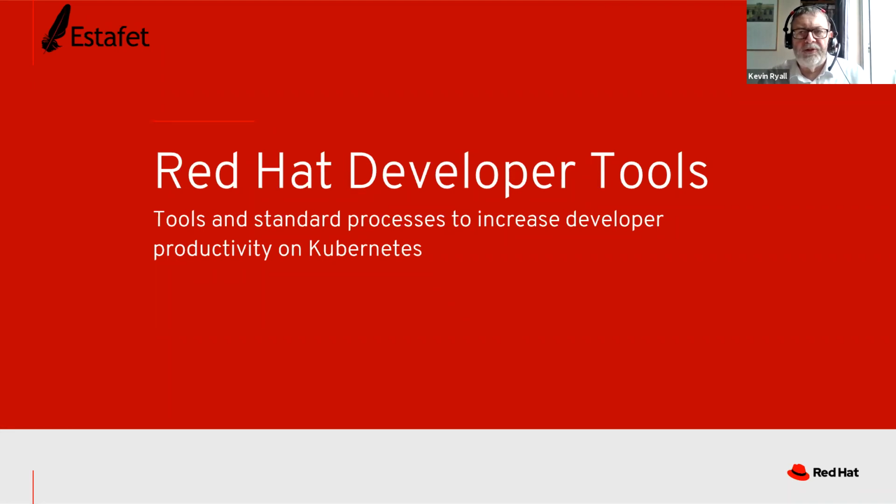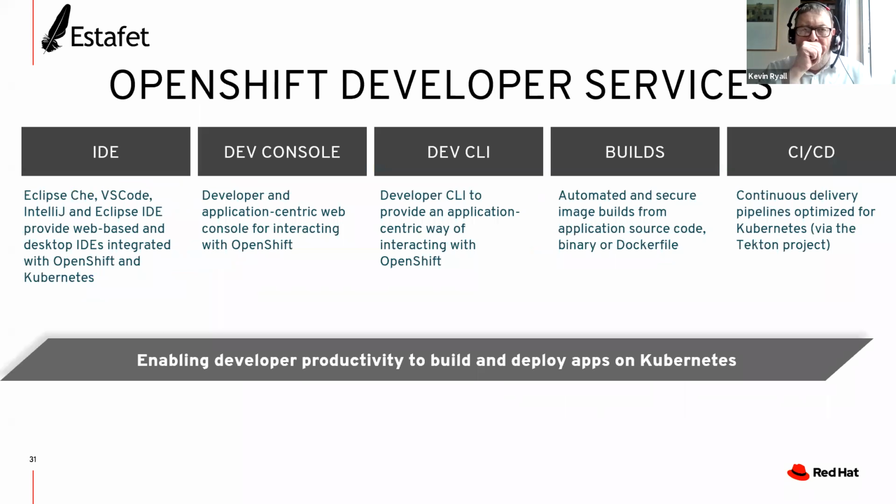Moving on to the development side of things, the developer tools themselves. This is what we'll be looking at also during the labs. So the developer services that OpenShift provides, we'll talk about some of these: the IDE, the developer console, the developer CLI, build automation, and obviously continuous integration, continuous delivery approaches.